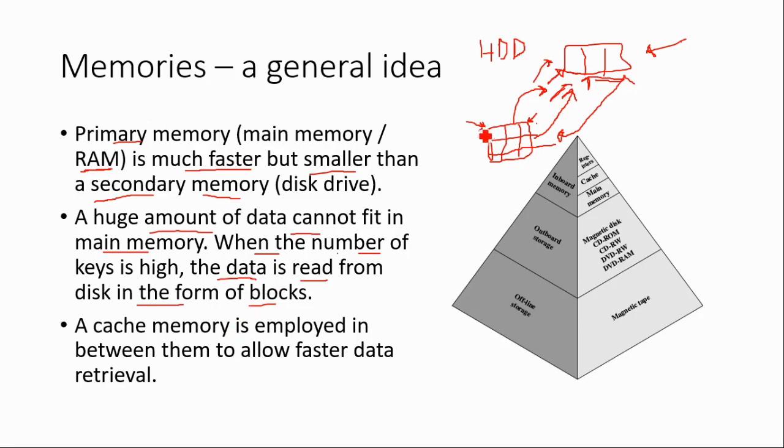So often to reduce the access time, we use a cache memory. Cache memory is employed between them to allow faster data retrieval. Some data may be required more often than the other data, and that can be stored in a small cache memory, such that we access it faster.